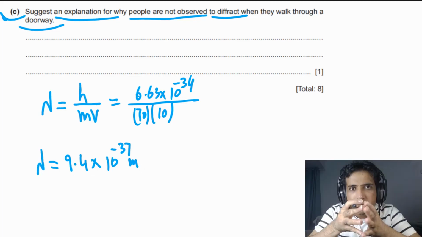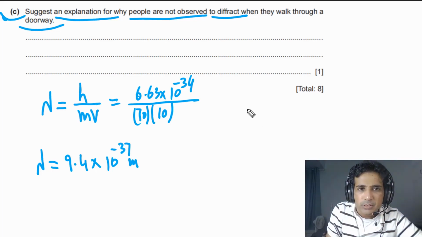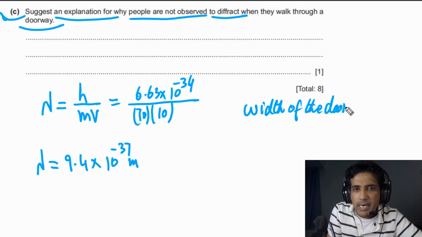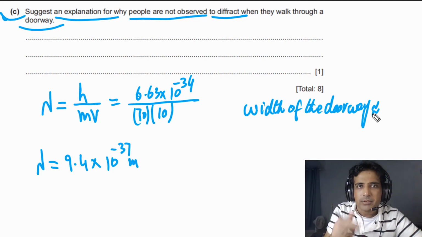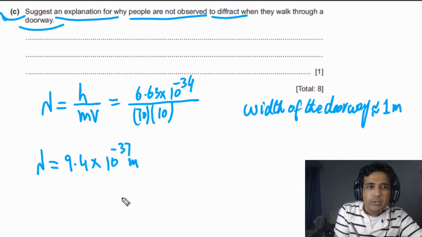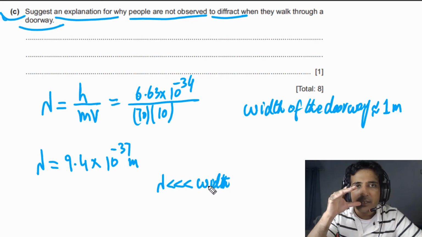Now let's try to imagine how wide a door can be, meaning the gap of the door, or simply the width of the door. So we can write down the width of the door. And the width of the doorway can be about 1 meter. It can be plus or minus, greater or smaller. So for simplicity, we will say about 1 meter. Now if we compare lambda with the width of the doorway, you can see in this case lambda is much smaller than the width of the door. So in this case, simply we can say lambda is negligible.